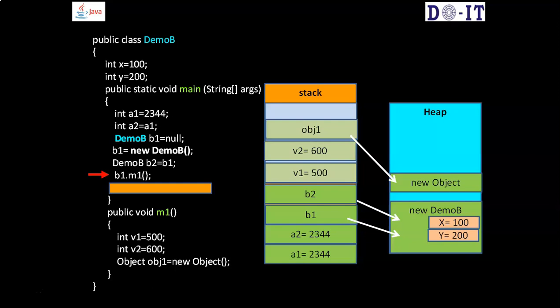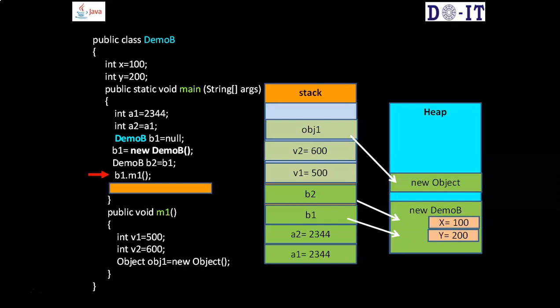Now, very interesting part, the method m1, which is a non-static method, is called from b1. Doesn't matter whether you call it from b1 or b2, you're calling the non-static method m1 from the b1 reference. Now what happens is, in the stack, memory is allocated for method m1, and the variables v1 and v2 are loaded in the stack. The respective data 500 and 600 will be loaded for v1 and v2.